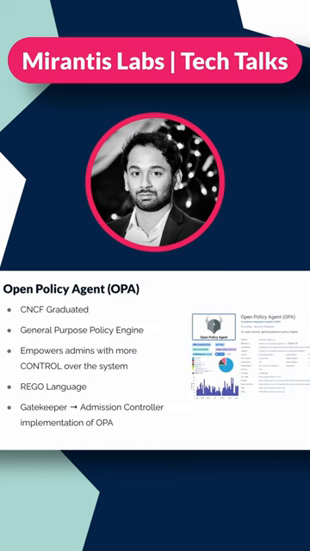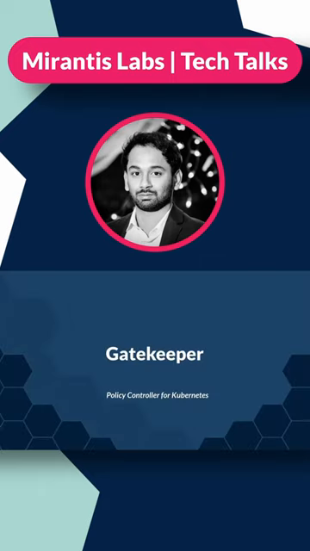So what exactly is OPA? It's policy-based control for cloud native environments. So let's narrow it down to see how the implementation of OPA is done in Kubernetes. And the project is referred to as OPA Gatekeeper.